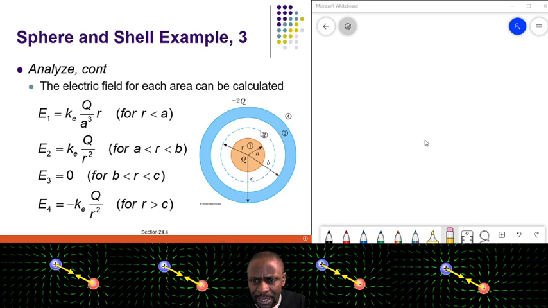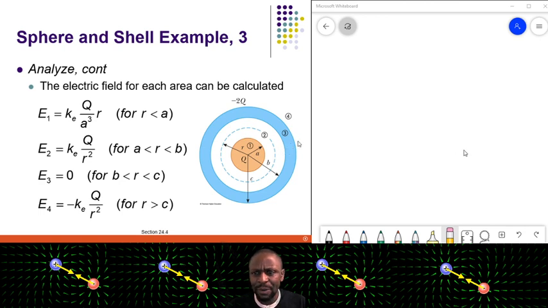For region number one, the Gaussian surface must be somewhere inside the radius A. Therefore, for that region, the electric field is given by this equation here. This is what we have done previously. And then for region number two, the Gaussian surface is going to be here, and as a result, the charge enclosed here is just Q. As a result, the electric field is given by this. But for E3, the electric field is equal to zero, because that is just the conducting shell. Now that is going to be zero.